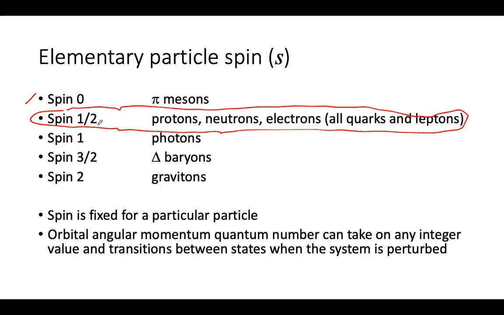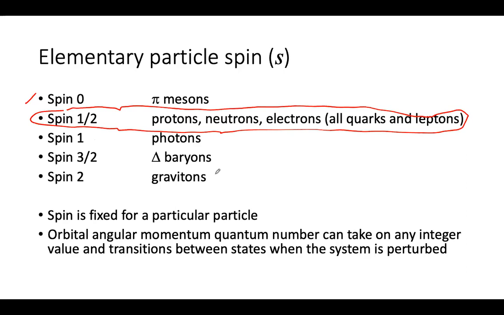They're all spin 1/2 particles, okay? Photons, another kind of common particle, have spin 1. Some of these other exotic particles, delta baryons, and even gravitons are said to have spins 3/2 and 2, intrinsic. We don't know why. It's just experiments have shown that that's what they turn out to be.